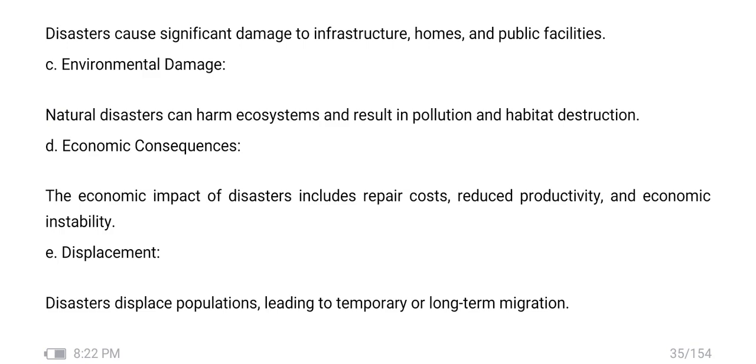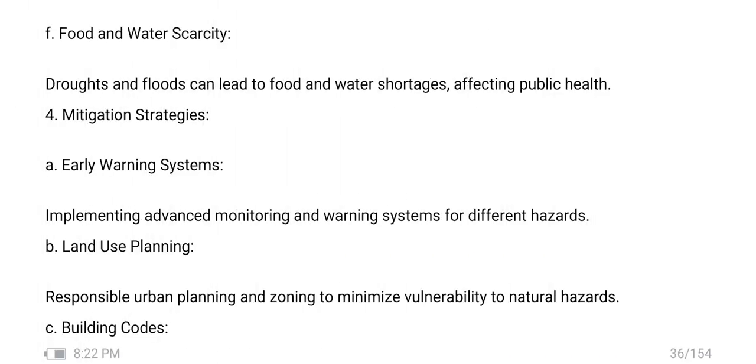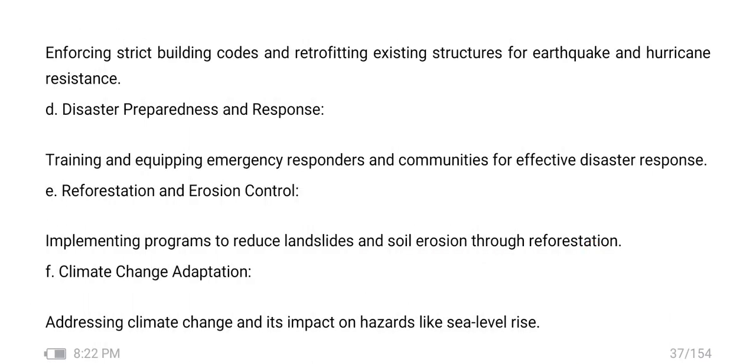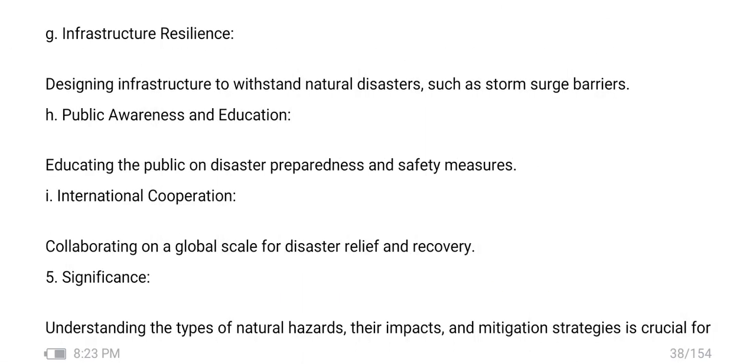Then environmental damage. Economic consequences: displacement, food and water scarcity. Mitigation strategies: early warning systems, land use planning, enforce strict building codes. Then disaster preparedness and response, climate change adaptation, deforestation and erosion control. Then infrastructure resilience, public awareness and education, international cooperation.